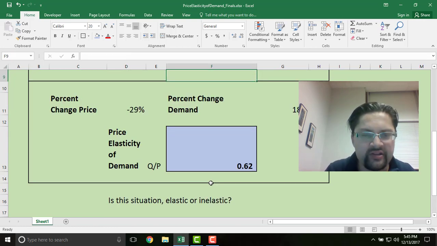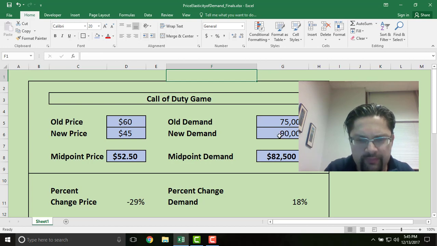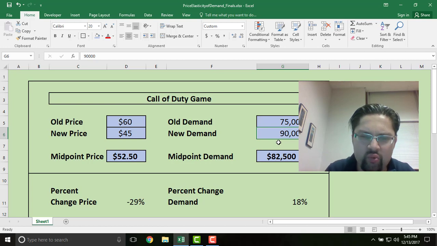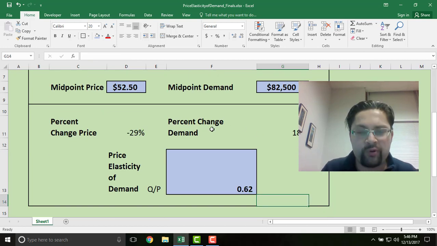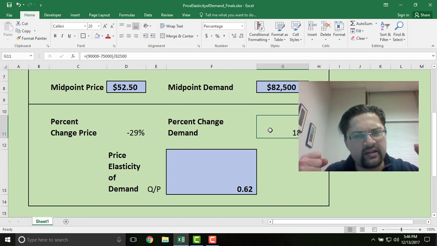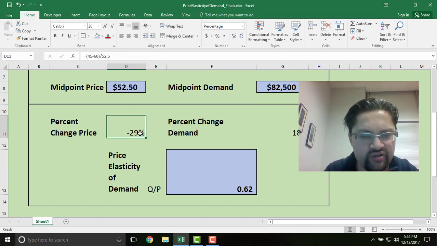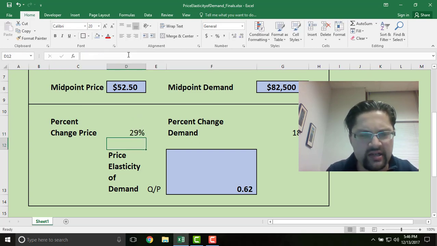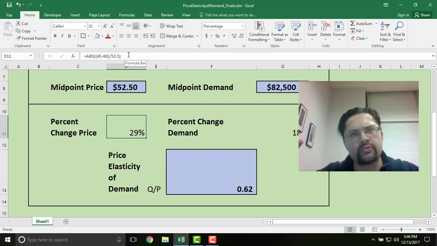Okay? Now you might be thinking, but the demand went up. Okay? The demand went up. Why is it inelastic if it conforms to the law of demand? There's a key thing here. Remember, the percent change, this 18%, in order for it to be inelastic, it has to be less than the percent change over here. Okay? Now, when we chop this up, we would take the absolute value of this, because we don't care about negatives here. We just want to know the magnitude of the change, the strength of the change.